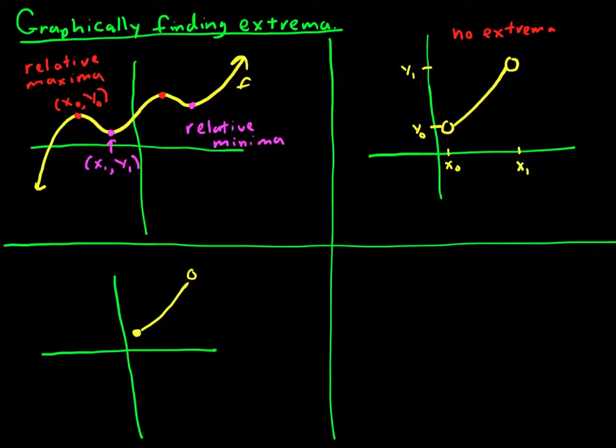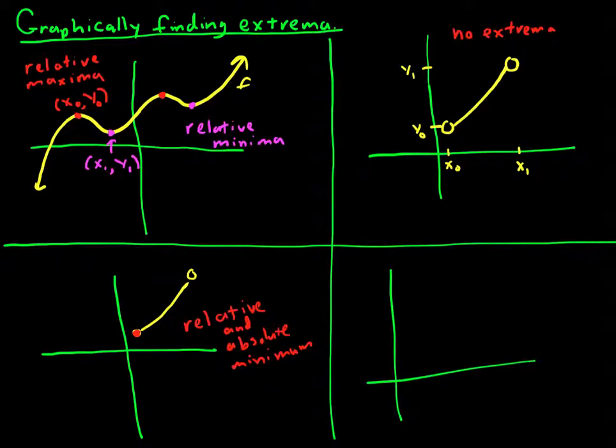However, if I were to instead have one side closed and the other side open, you can see that in this case I still have a relative and absolute minimum, but no relative nor absolute maximum here. Just because it's an open interval does not mean that I cannot have extrema.